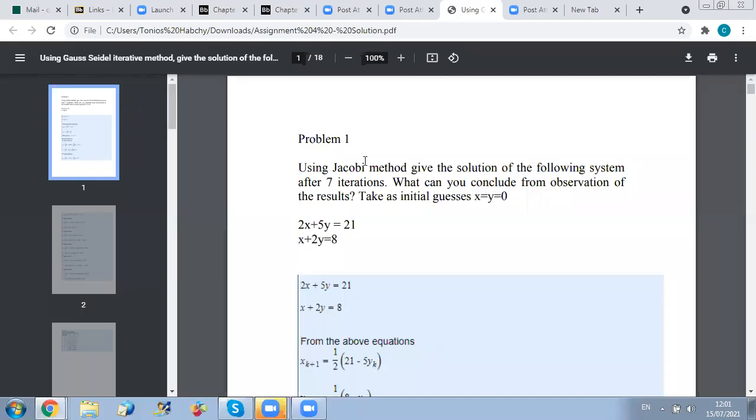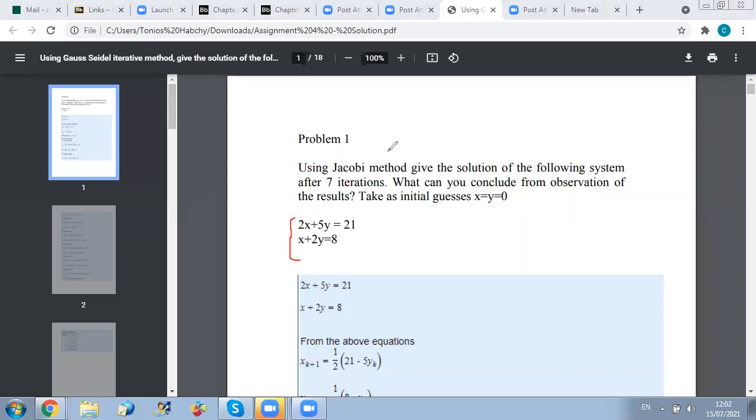In problem 1, using the Jacobi method gives the solution of the following system after 7 iterations. What can you conclude from observation of the results? Take as initial guesses x equals y equals 0. So here we have a system of equations and we want to solve it using the Jacobi method.